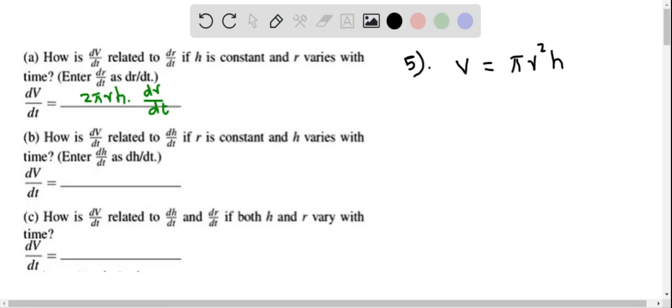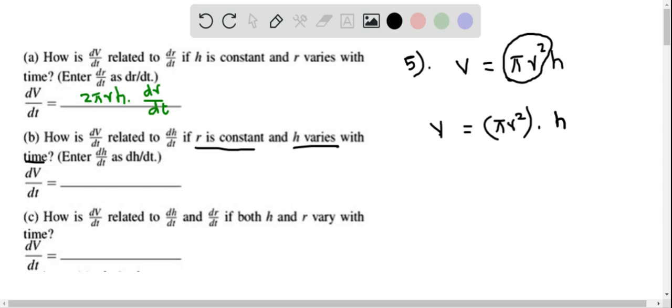Let's answer part B. Here r is constant and h varies with the time. So since r is constant, we can consider this quantity as constant. So therefore, we rewrite this volume equation as pi r squared, this is a constant, times h. So let's find this derivative.